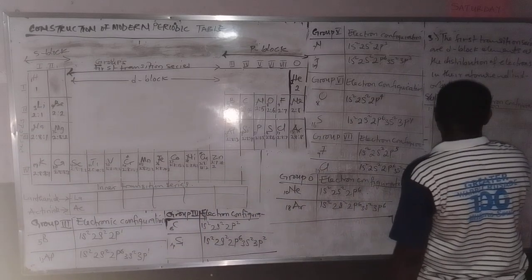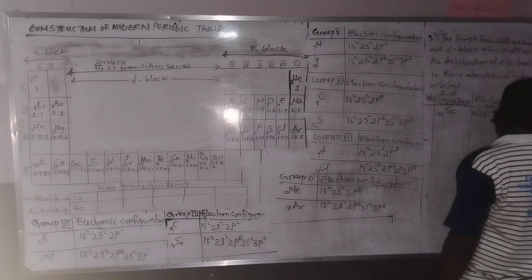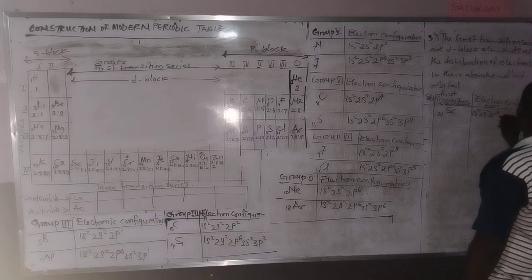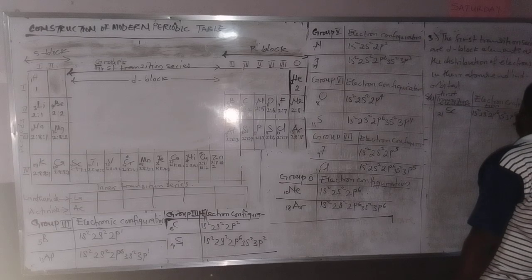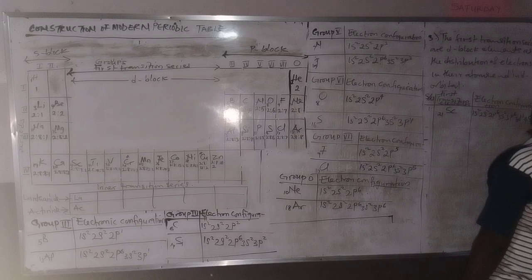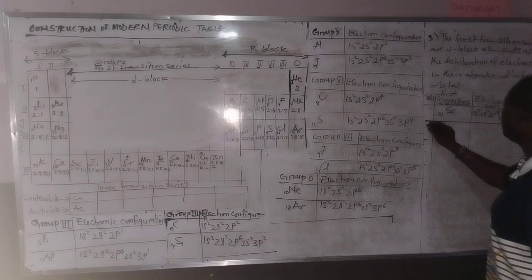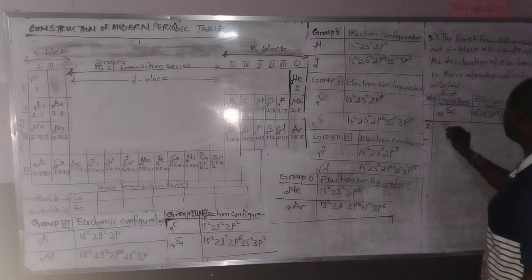So let's look at scandium 21. We have 1s2, 2s2, 2p6, 3s2, 3p6, 3d1, 4s2. You can see that before I put 4s2, when you add up everything here, 6 plus 6 is 12, 30, 40, 50, 60, 70, 80, 90, 20. The remaining one is put here. 3d is filled last.